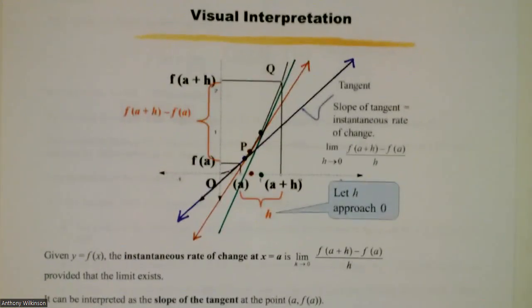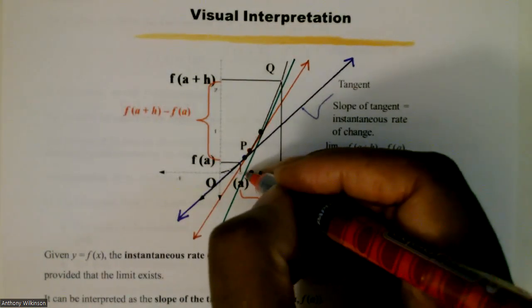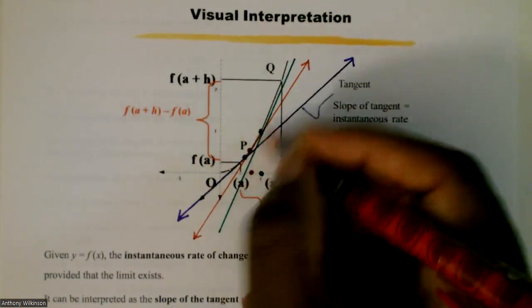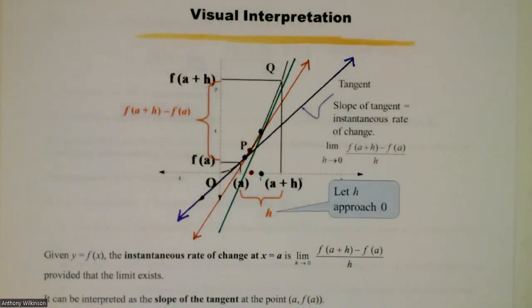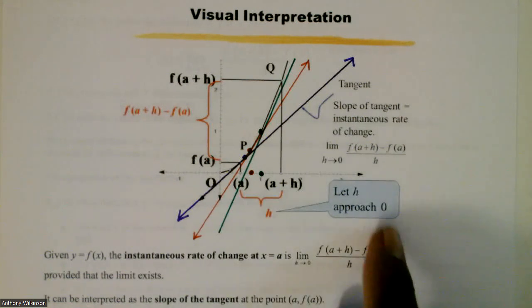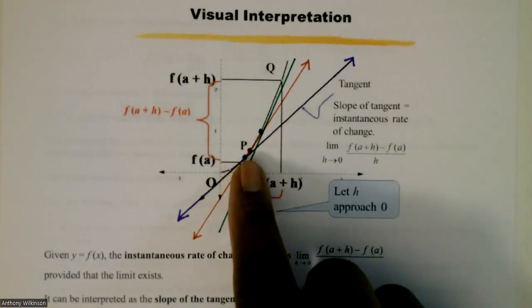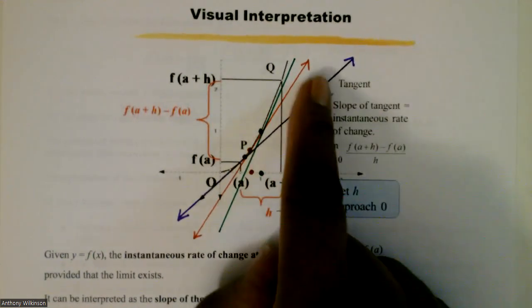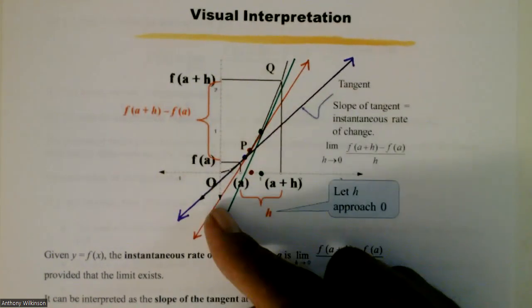The idea here is this: if I continue to draw more and more secant lines, if I pick points closer and closer to that point, these secant lines will end up becoming the tangent line, or get closer and closer to becoming the tangent line, I should say. So when we let h approach 0, it's going to get closer and closer to this point P, which will end up being the tangent line.